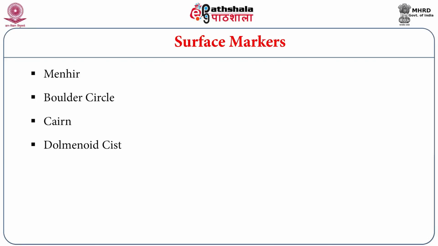The next category is Dolmenoid Cist. Dolmenoid Cists are burial types in which we have the stone chambers partly buried and partly above the surface. Dolmen is another category. It is a variant of Dolmenoid Cist, but here the dolmen is completely above the surface. Dolmens are often found on rock surfaces, so that they cannot dig into the rock surface and bury. That is why they place the dolmens on the surface directly.